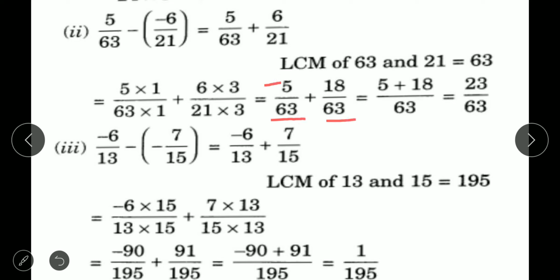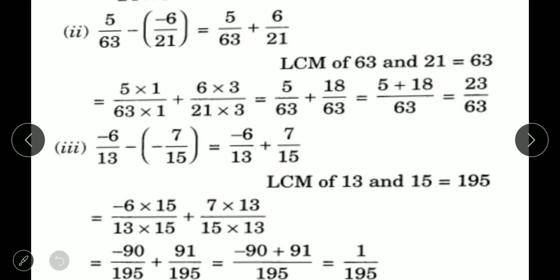Now the numerator: this has plus 5, this has plus 18. So what do we have to do? Simply add, plus plus plus. It means 5 plus 18 will be 23. 23 upon 63. Now we have to check whether it is in the simplest form. Yes, it is in the simplest form. It cannot be cancelled by any table. It is in standard form. Secondly, this is a proper fraction, so no need to change into a mixed fraction.